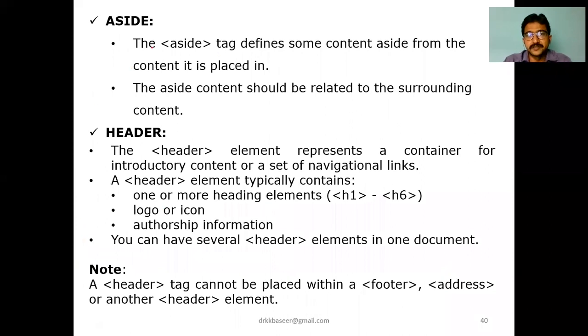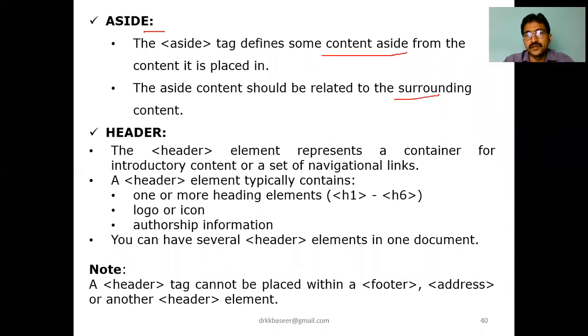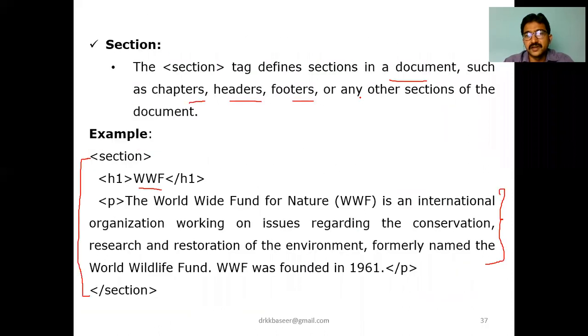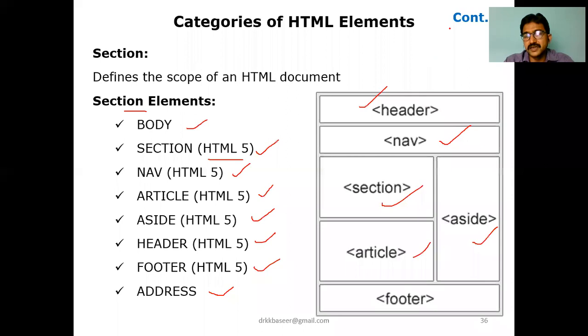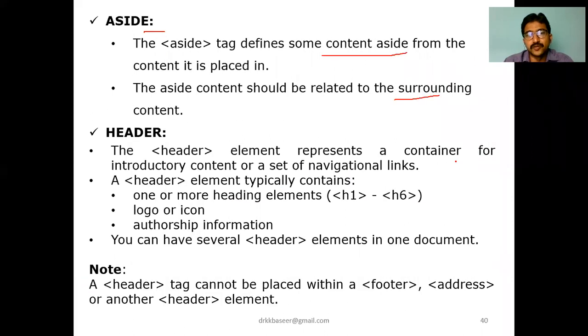The fourth one is the aside. In the section category, the fourth one is aside. Aside defines some content aside from the content it is placed in, and it is related to the surrounding content. So we have already seen in the previous figure that there is an aside. Once you use this tag and write something in between the opening and closing tag of this, then you'll know how the output looks.